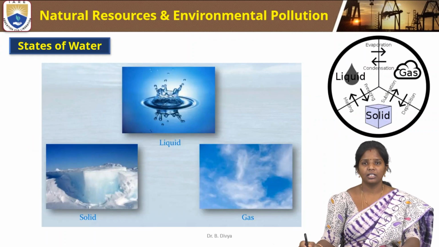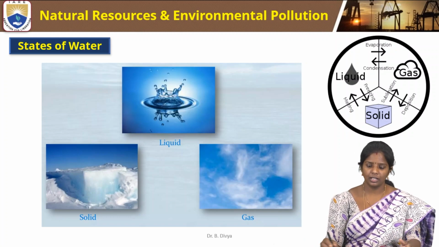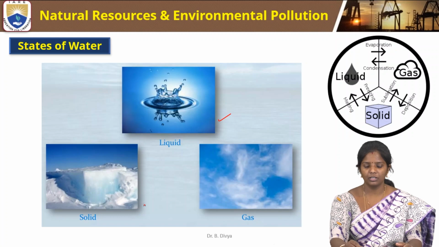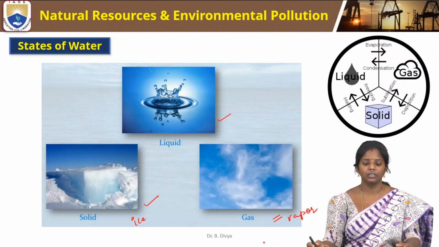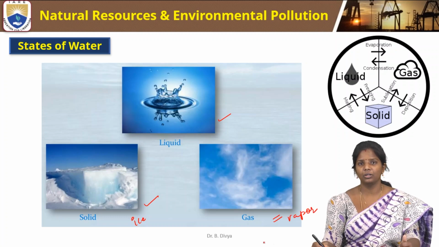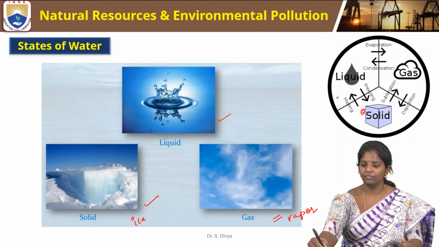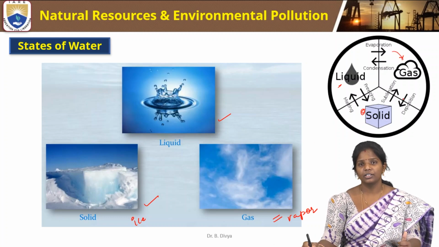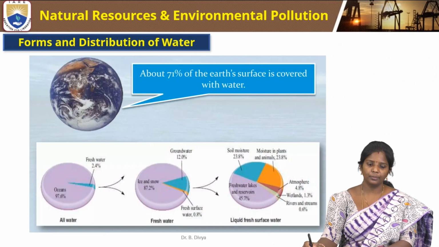So what are the different states of water? Water occurs in different states: liquid, solid that is ice, and in the gaseous phase, vapor. So water vapor, water in the form of ice, and also water in the liquid phase. When the solid is melting, it forms a liquid, and on evaporation it forms a gaseous phase. These are the different phases or states of water.